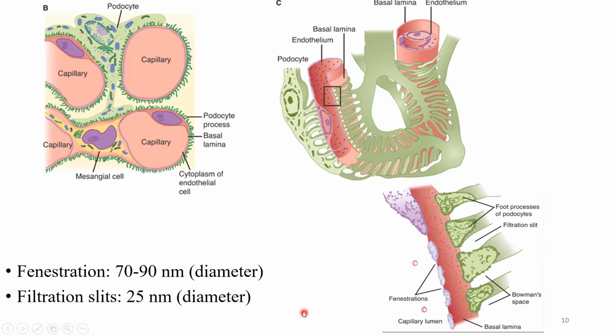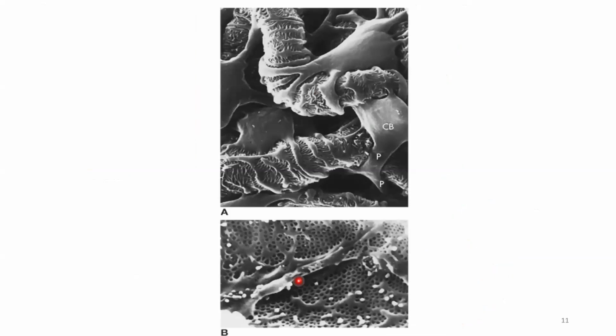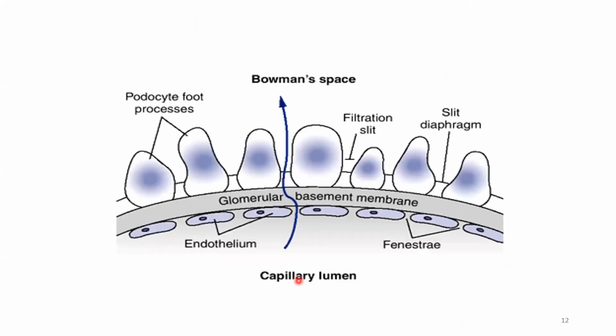Anyway, so this is what you need to know about the ultrastructure of the glomerular filtration barrier. And if you want to really complete the picture here, look at this. So you have the capillary, the endothelium, the basement membrane, the cut portions of the foot processes of the podocyte.